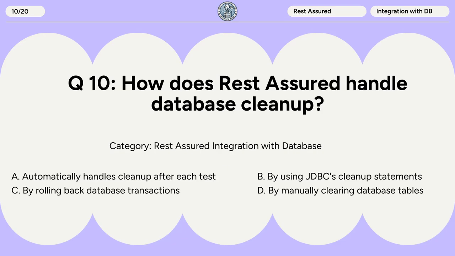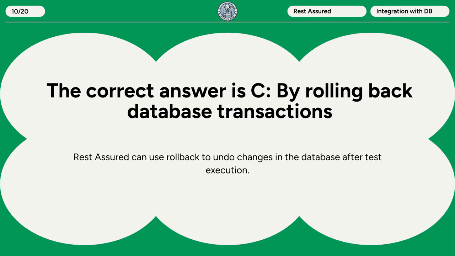Question 10. How does REST Assured handle database cleanup? A. Automatically handles cleanup after each test. B. By using JDBC's cleanup statements. C. By rolling back database transactions. D. By manually clearing database tables. The correct answer is C. By rolling back database transactions. REST Assured can use rollback to undo changes in the database after test execution.